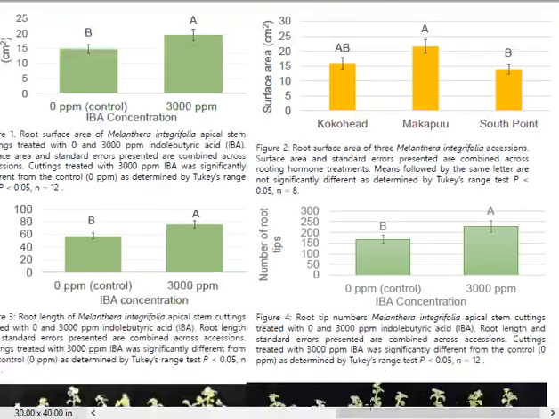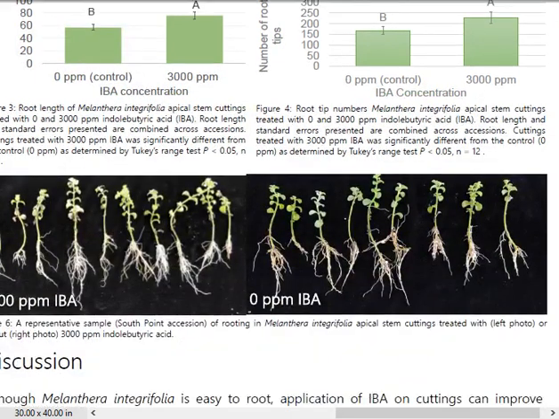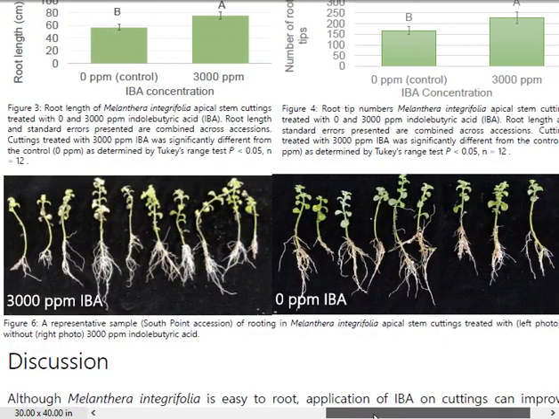And you can see here in this poster that there's a sample picture of IBA treated versus untreated cuttings, and you can see some slight differences that actually the WinRHIZO software detected, whereas the rooting index did not.